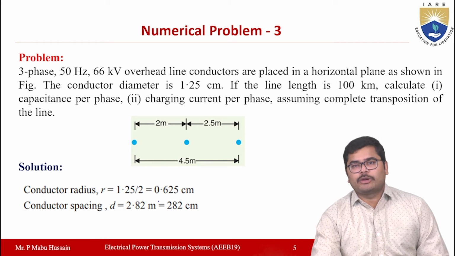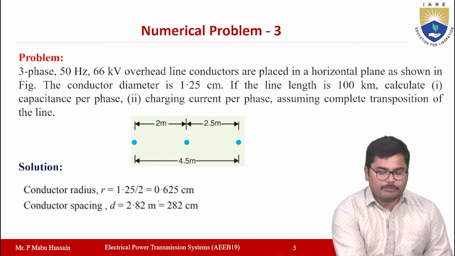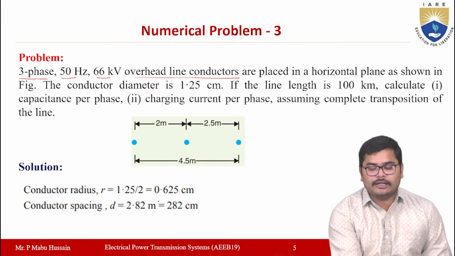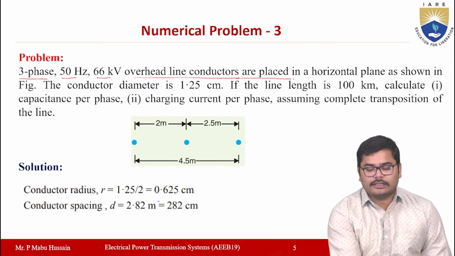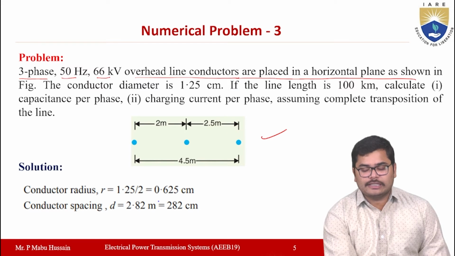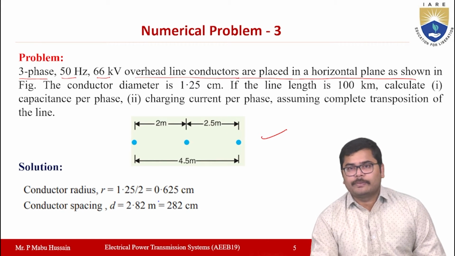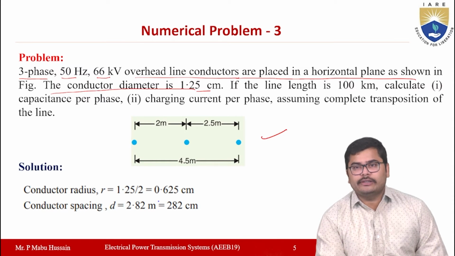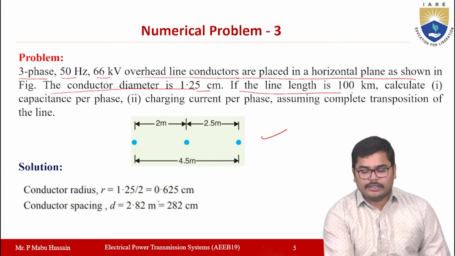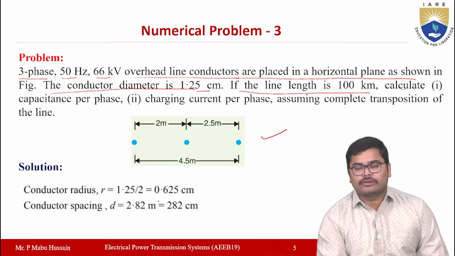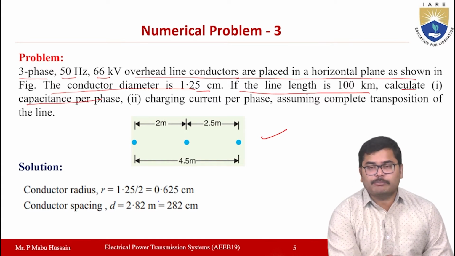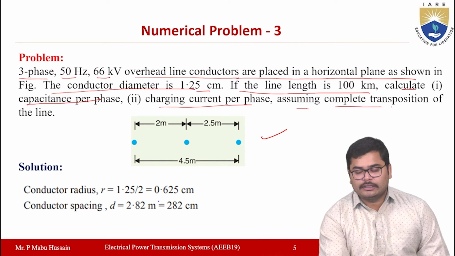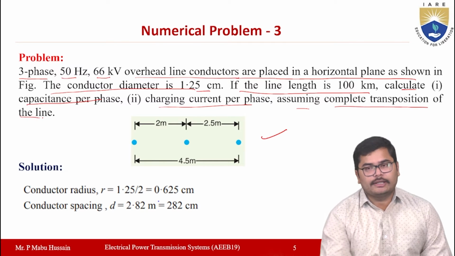Let us see another problem. Here the problem is: in a three-phase 50 Hz, 66 kV overhead line, the conductors are placed in a horizontal plane, as shown in the figure. The conductor diameter is given as 1.25 centimeters, and the length of the line is 100 kilometers. Calculate the capacitance per phase and the charging current per phase, assuming complete transposition of the line.